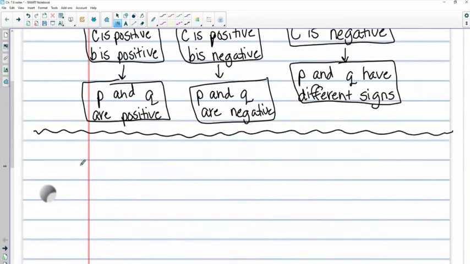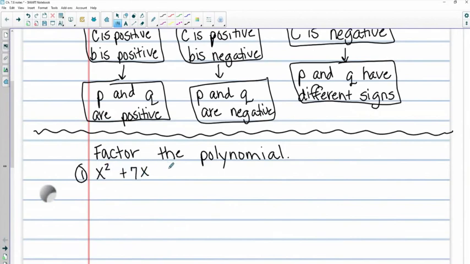Okay, so the directions say factor the polynomial. Okay, so example number 1. The original says x squared plus 7x plus 6. Okay, so you do notice how C and B are both positive? That means your answer, both of them are going to be positive.